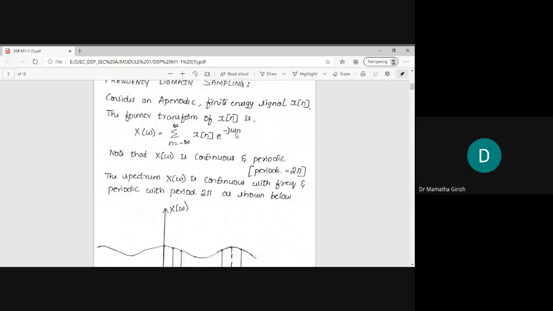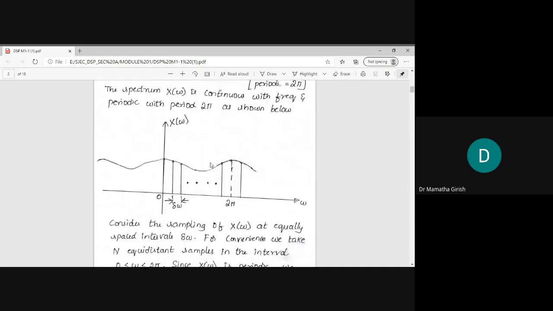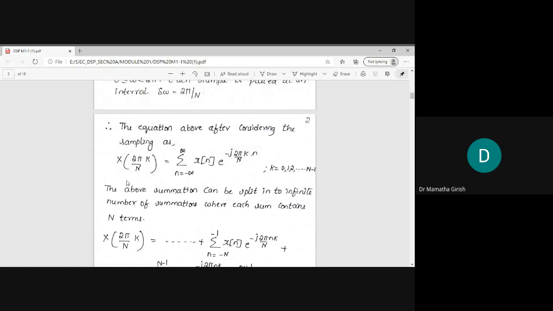After subjecting it to the sampling operation, this is the equation. The above equation gets converted to this particular equation. When you compare the two equations, you can observe that the place of omega is taken by the variable 2 pi by N times k. Here also the value of omega is replaced by 2 pi by N times k. If you ask what k is, k is basically the index of the sample, which ranges from 0 to N minus 1.